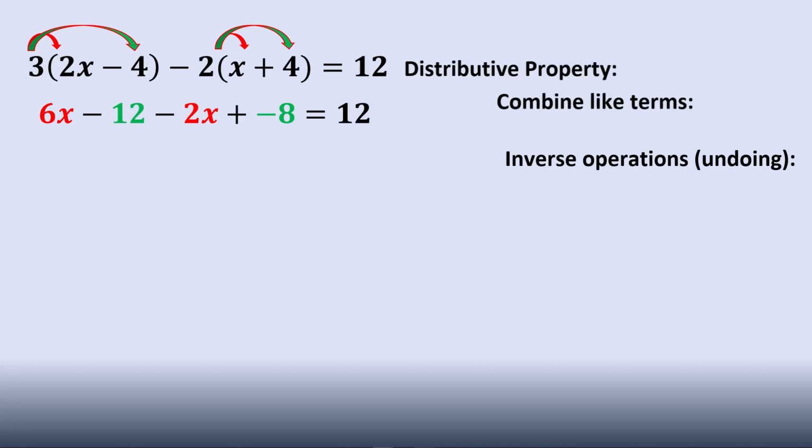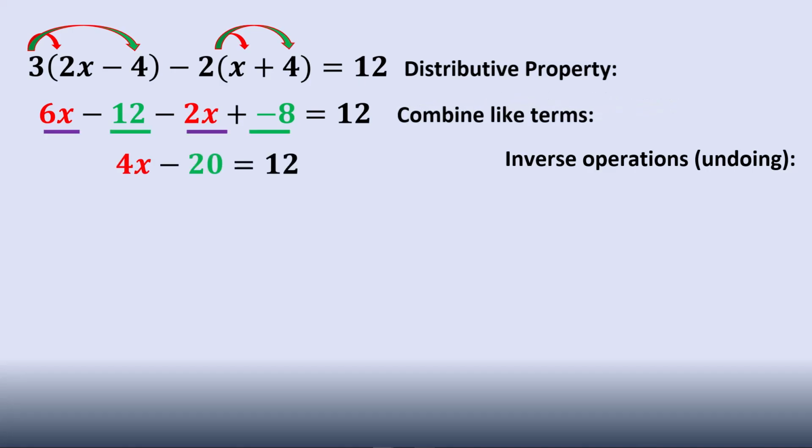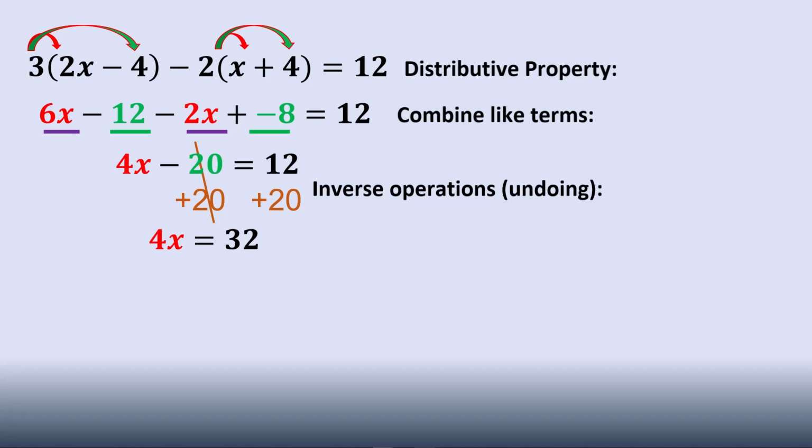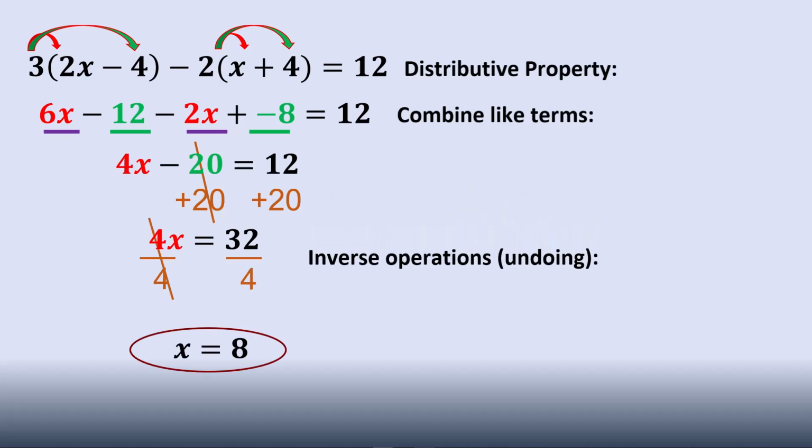We start combining like terms. The x's combine to be 4x. The constant values combine to be negative 20. 4x minus 20 equals 12 is the new equation. We add 20 to both sides. We get 4x equals 32. Divide both sides by 4.